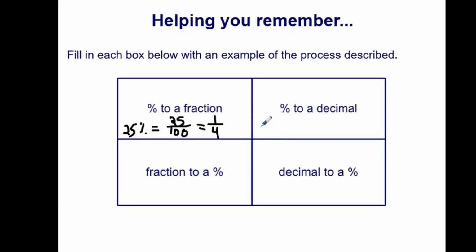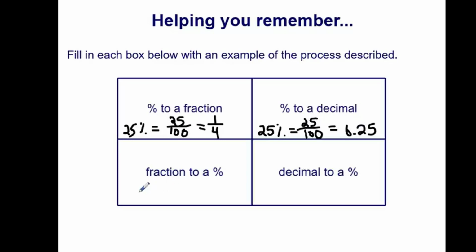Percent to a decimal, let's again use 25%. Again, write it as a fraction first, 25 over 100, but now instead of reducing, actually divide. Use your fraction bar as division. What is 25 divided by 100? 0.25. There's your percent to a decimal. Write it as a fraction and divide.